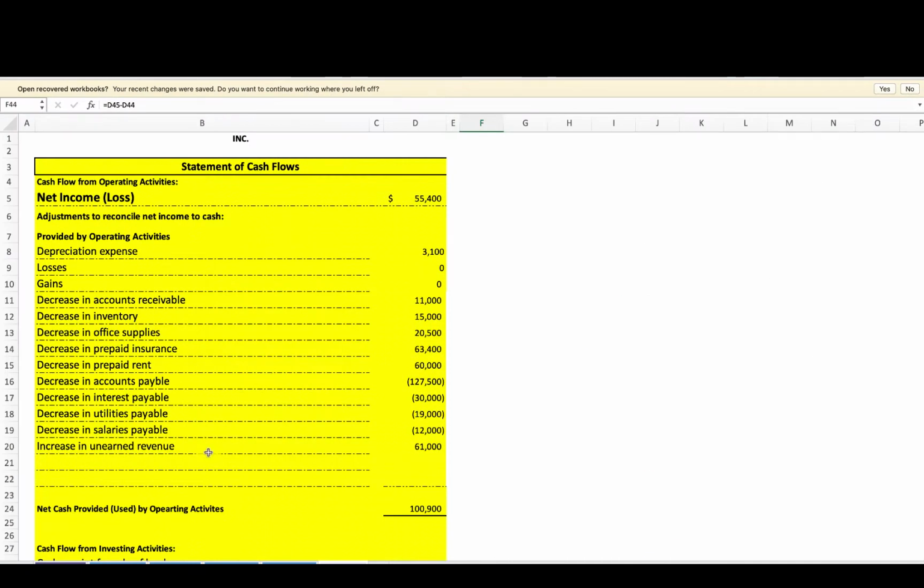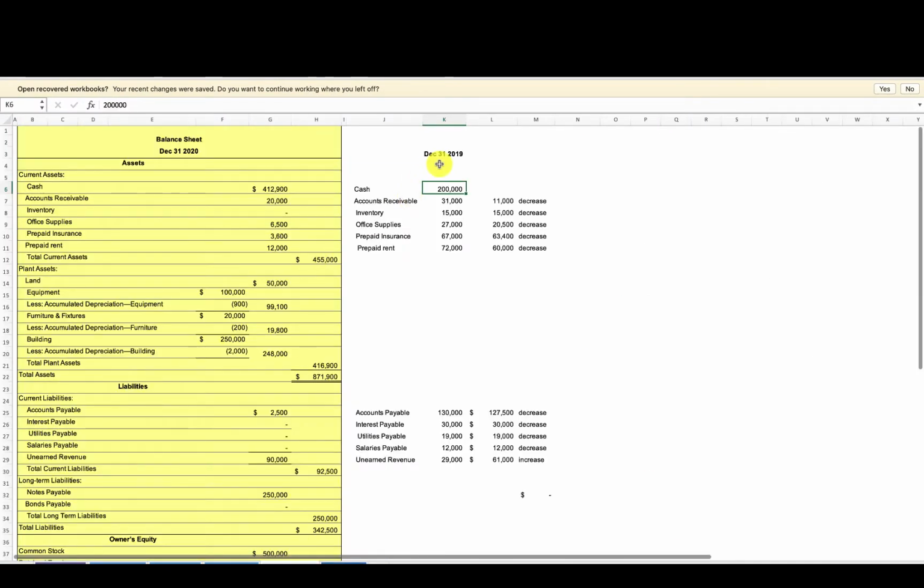So what does that mean? So you go to the balance sheet. Here is the prior year numbers. Here is the current year numbers, right? So we leave cash out. And then we start with accounts receivable, inventory, office supplies, prepaid insurance and prepaid rent. We look at the balances for 2019 and we compare them to 2020.